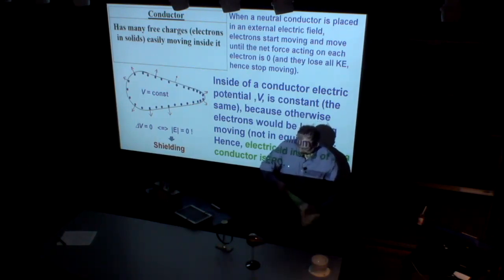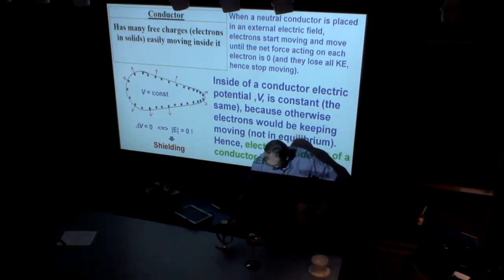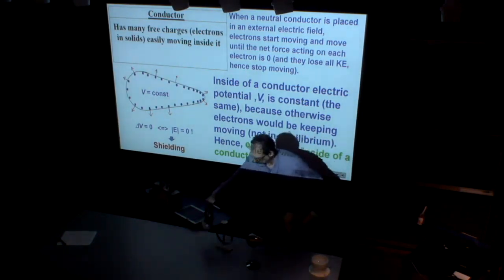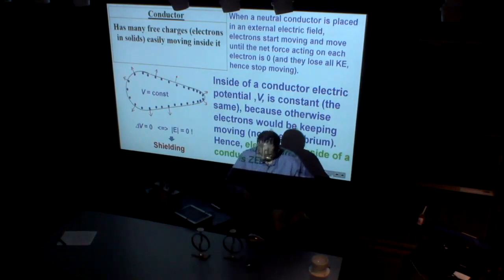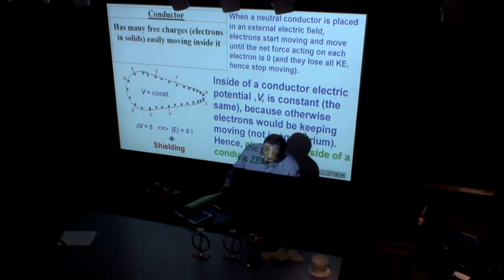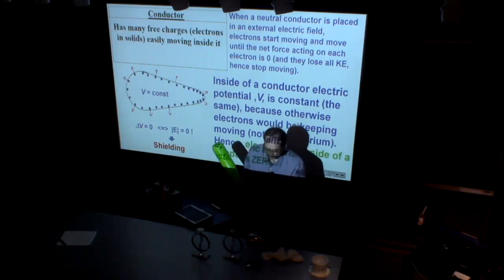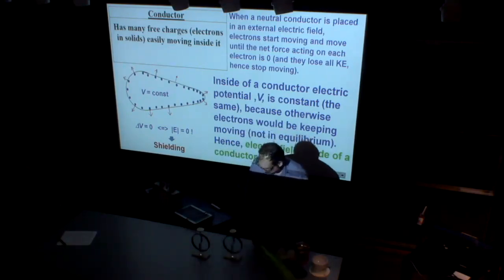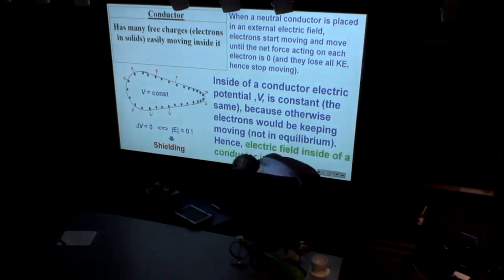But inside this aluminum piece, everywhere, there will be no electric field, and electric potential everywhere will be the same. But what about this? Can we get inside that? Well, not inside that, but inside this.